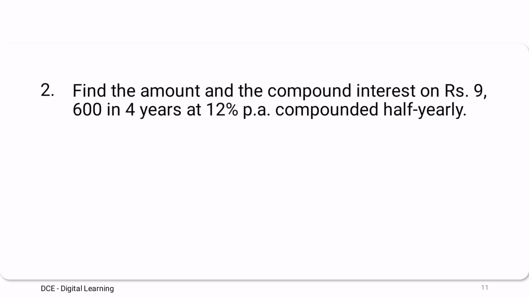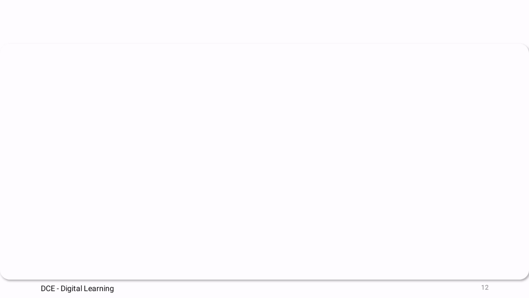So find the amount and compound interest on rupees 9600 in 4 years at 12% per annum, compounded half yearly. So here the compounding period is once in 6 months. That means the number of conversion periods in a year will be 2. So the rate of interest we have to divide by the number of conversion periods, and we have to multiply the period in years with the number of conversion periods. So here P is rupees 9600, R is 12 divided by 2, 6, and N is 4 into 2, 8.